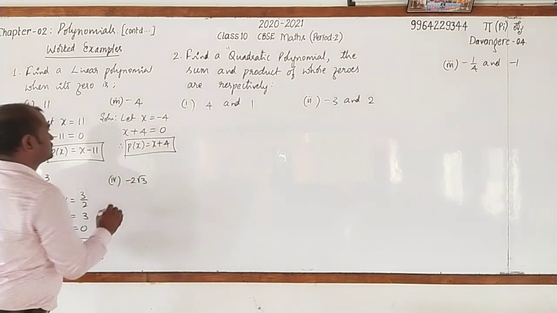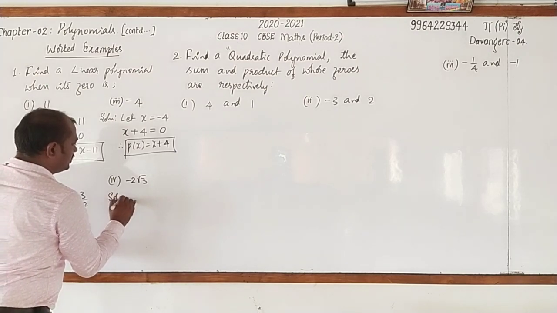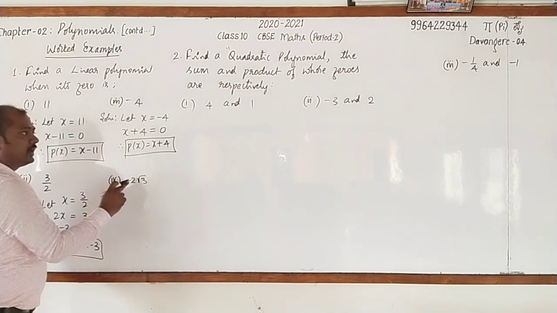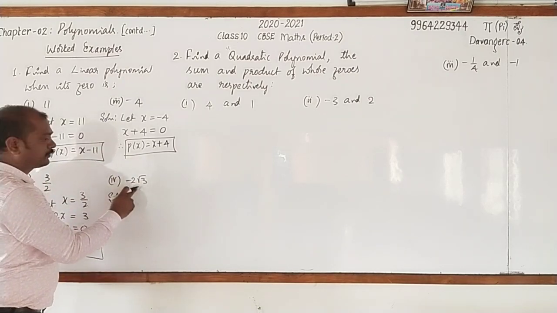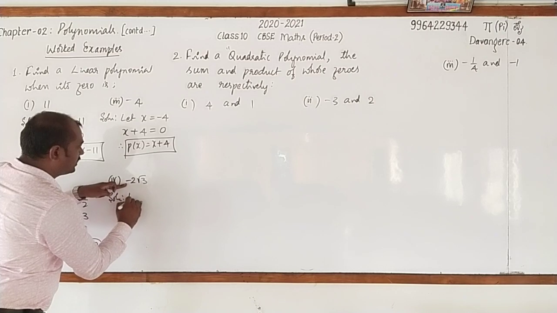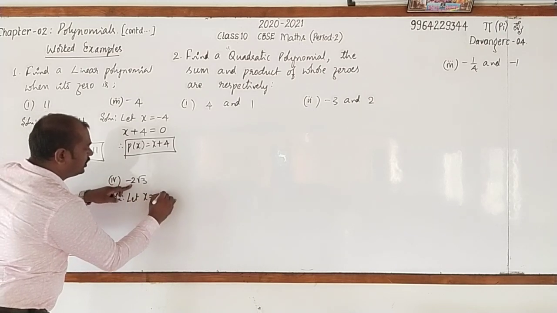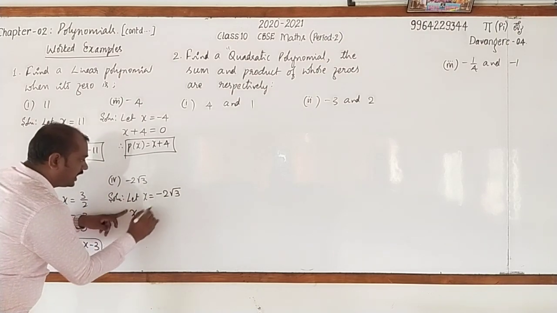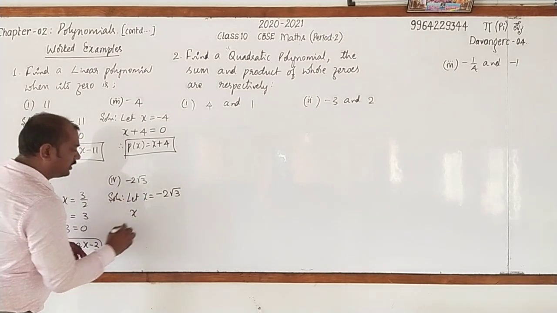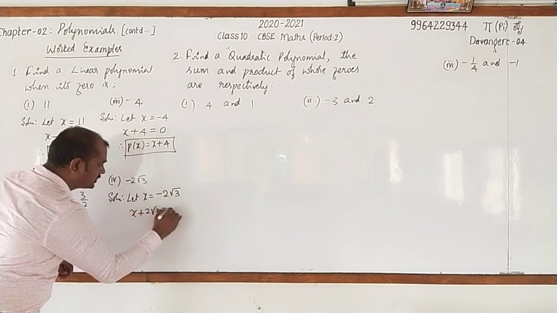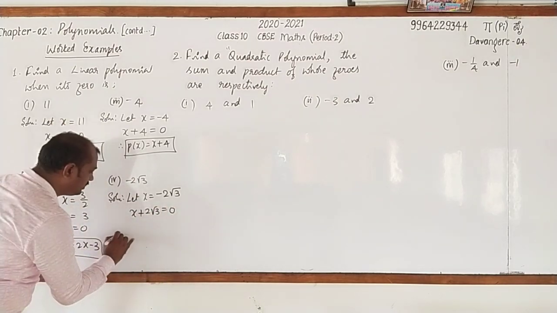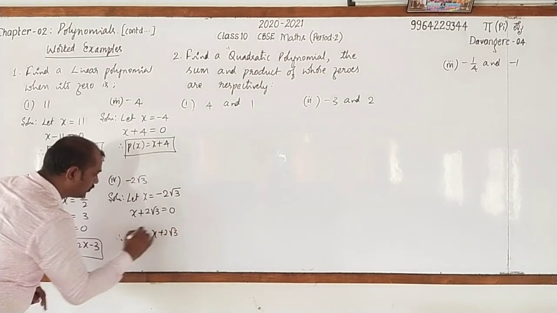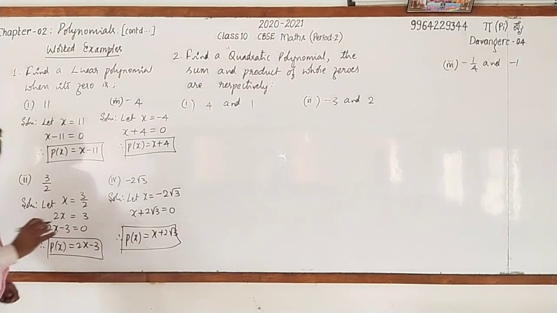Understood? Next, the fourth one. Minus 2 root 3 is a zero of a linear polynomial. Let's go for forming the linear polynomial. Here I'll write let x equal to minus 2 root 3. Then transfer minus 2 root 3 to the left hand side, x plus 2 root 3 equal to 0. What is the polynomial? P of x is equal to x plus 2 root 3. Hope that you have understood.